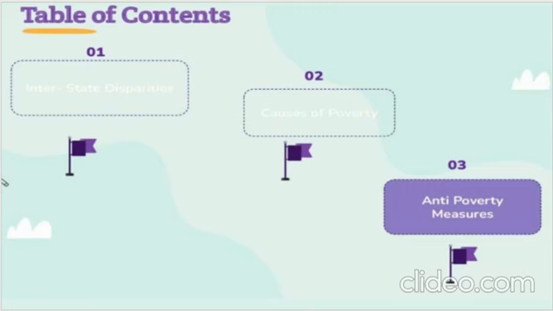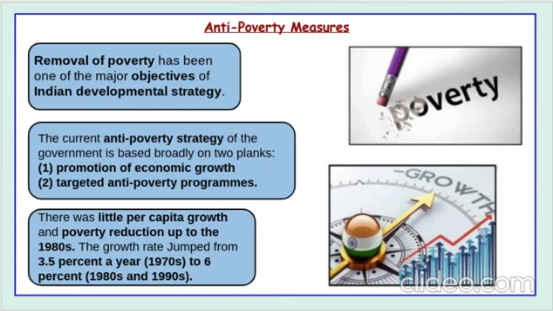Next is the last content of the chapter, which is the anti-poverty measures. Now, the removal of poverty has been one of the major objectives of the Indian development strategy. It has been one of the biggest objectives and a challenge also to remove poverty.